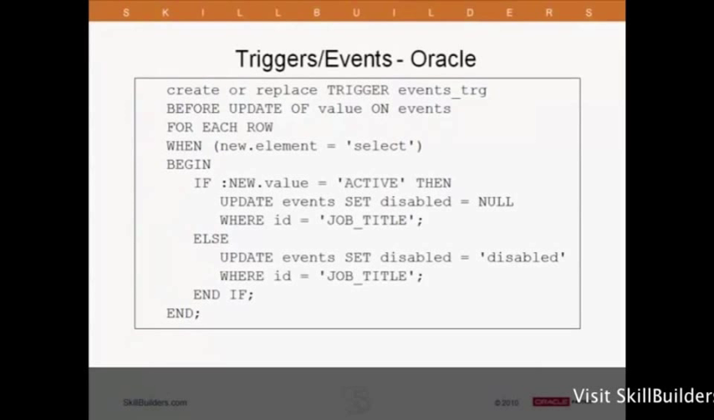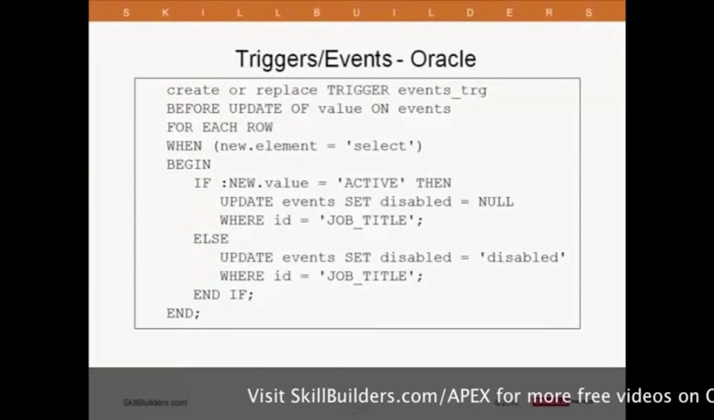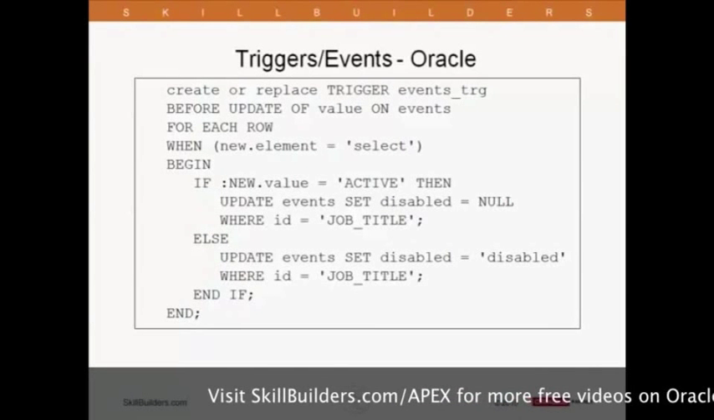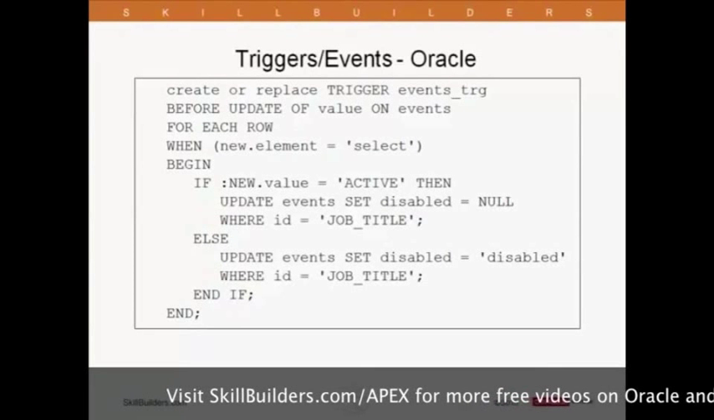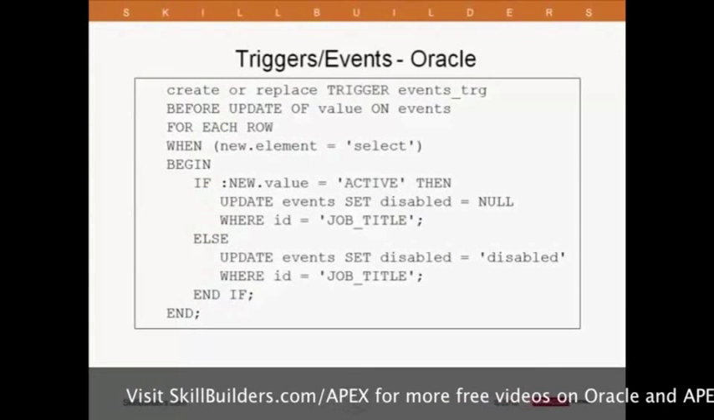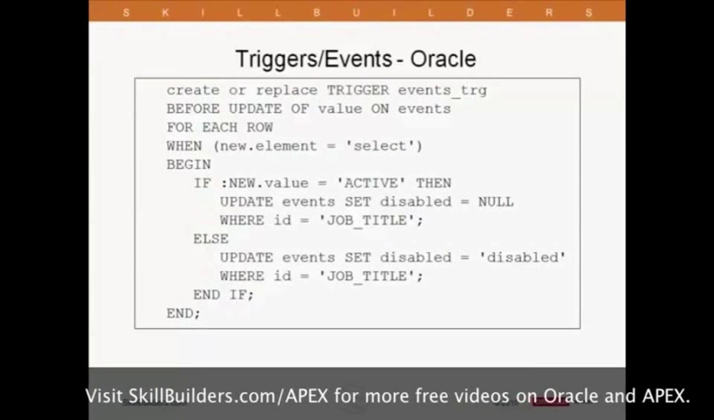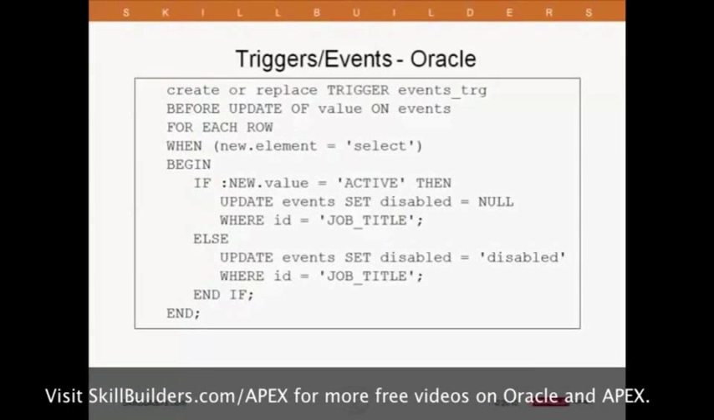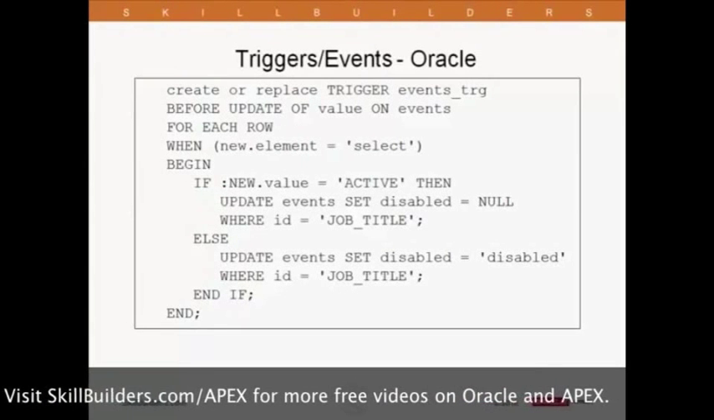This trigger would not compile. I'm well aware of this. However, I think it serves as a good example. So create or replace trigger followed by the trigger name. Before an update of the value column on events, for each row, we're going to fire this trigger, only if we're working with a select element. If you remember the web page, there's just one little select list. So this trigger would work targeting essentially that one select list.